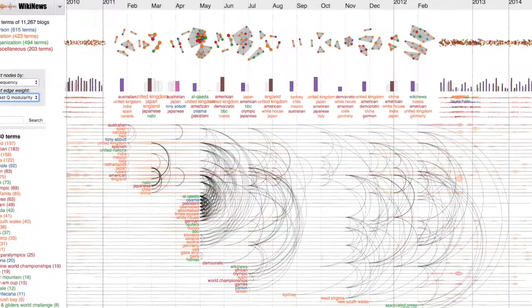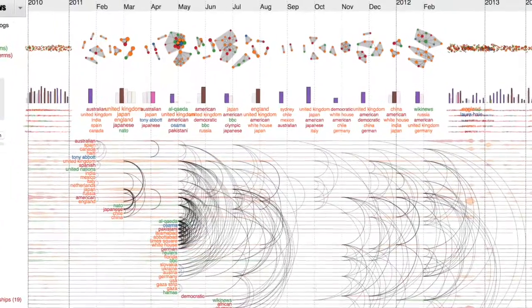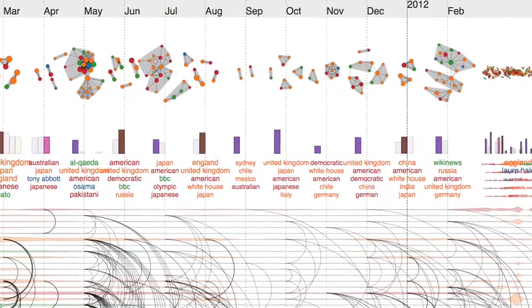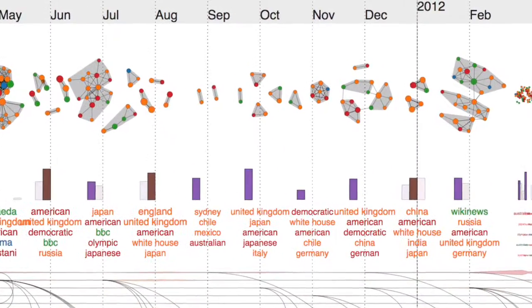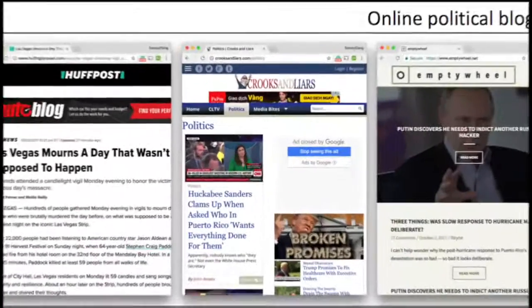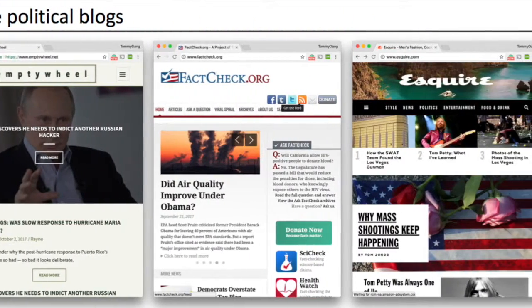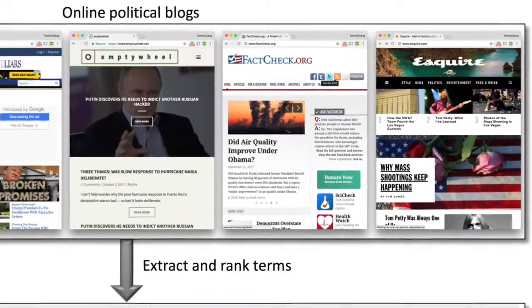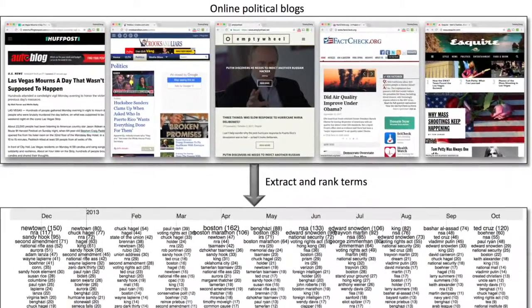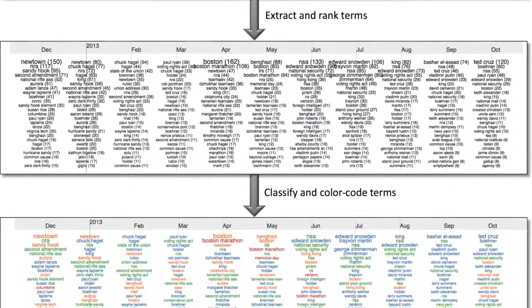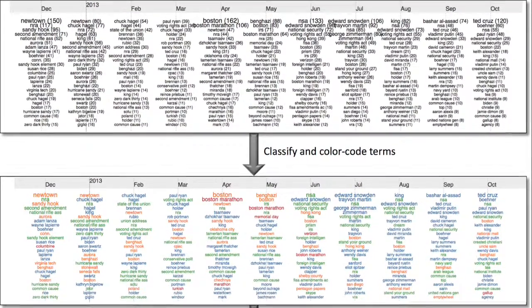This video demonstrates DycomDetector, a novel approach for topic modeling using a graph partitioning algorithm to extract clusters of important terms that form latent communities. We use data collected from different sources such as Huffington Post, Empty Wheel, and Esquire. The important terms are extracted, classified, and color-coded by category: blue for people, orange for location, and green for organization.